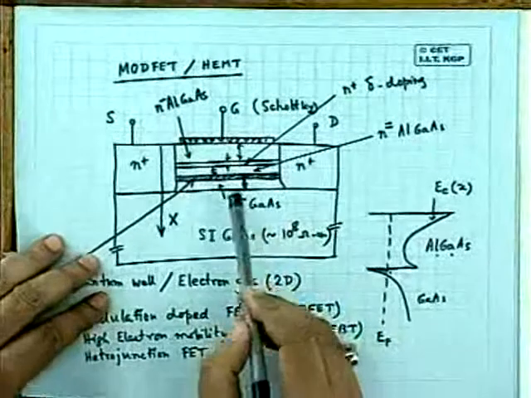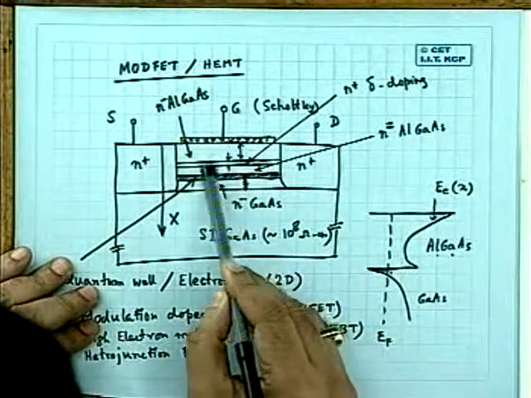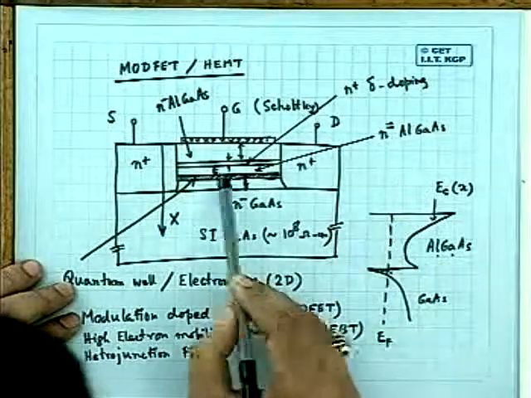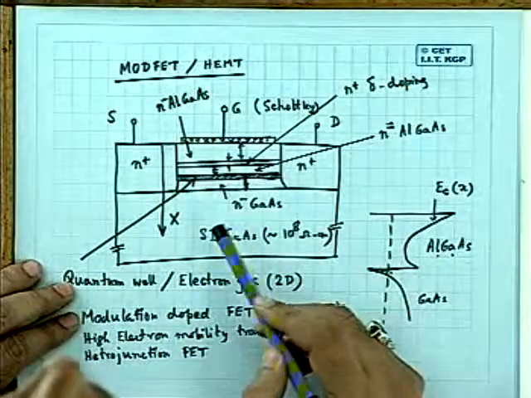And a similar thing happens here. So far as the movement along the x direction is concerned, there is a confinement, whereas the movement along y and z direction, they are very free.